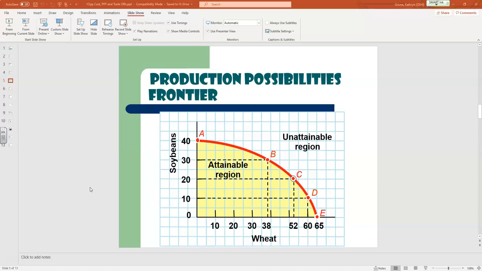Anything in that yellow shaded area is going to be called an attainable region. A company can make stuff in that region, but it's not always going to be the most efficient. And then the unattainable region is anything past that red line. You should not be operating past that red line.